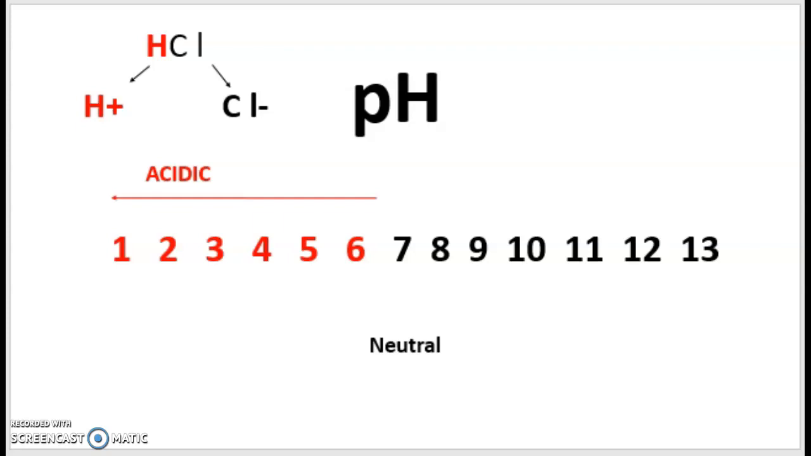When it does this, it adds hydrogen to the solution. So a pH that is less than 7 actually has an increase in the amount of hydrogen. It seems a little backwards, but you'll get used to it. So the acidic side is anything less than 7, and it actually has an increase in the hydrogen because of the dissociation of that ionic compound.